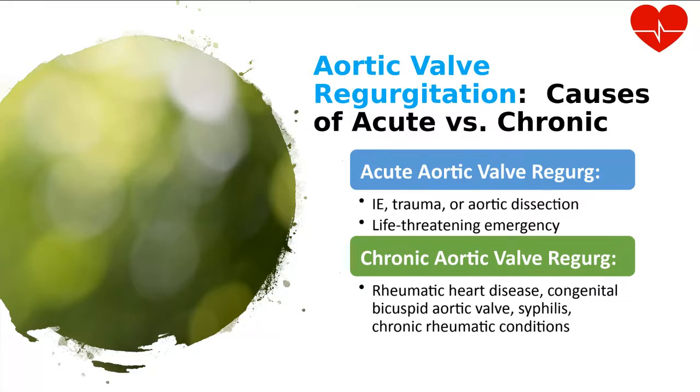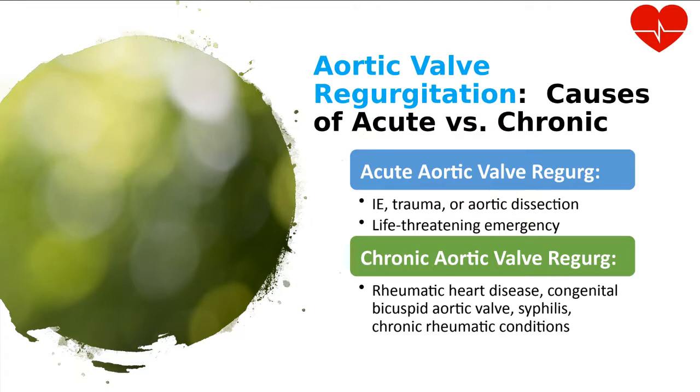Chronic aortic regurg can be a result of rheumatic heart disease, rheumatic carditis, or a congenital bicuspid aortic valve. Here, that means that the patient would be born with 2 leaflets on that aortic valve rather than the 3 that everybody else is born with. Syphilis can also cause aortic valve regurg.